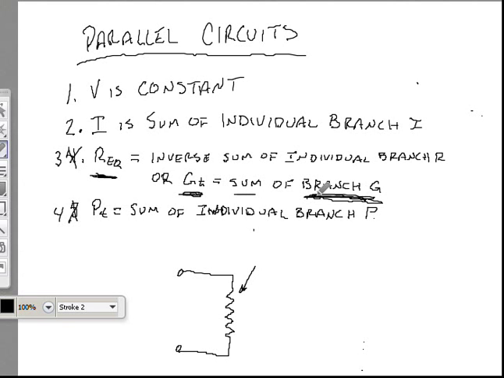And I find it much easier to work parallel circuits in terms of conductance than I do in terms of resistance and all the inverses and all that stuff. And of course, power, the total power, is the sum of the individual branch power consumptions.